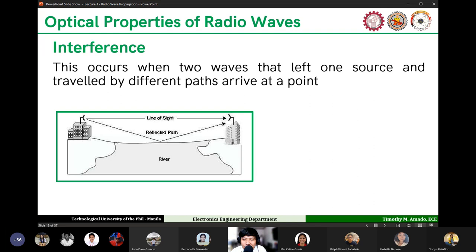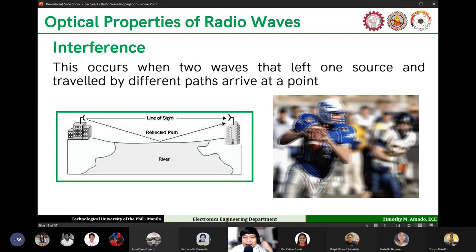Pag umuulan kasi, guys, ibig sabihin, yung galing sa mga droplets ng rain, nagre-reflect ang signal mo. Gets? Kaya may droplets ng rain ka, nagre-reflect doon, nawi-weaken yung signal na nare-receive mo. Okay? And that is also the reason with this one. Kung nare-recall nyo pa guys, kapag maulan, usually yung television natin, ganito ang nangyayari.